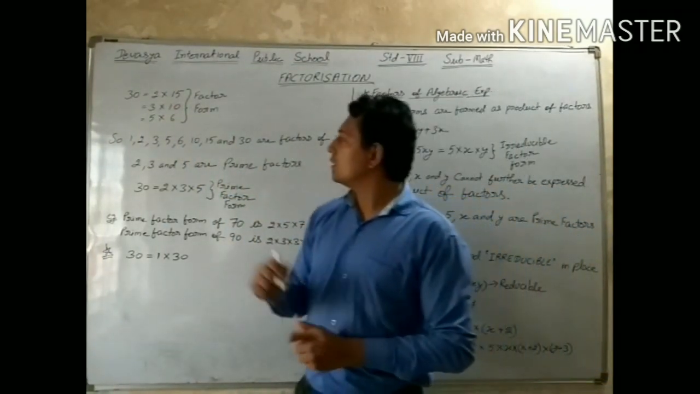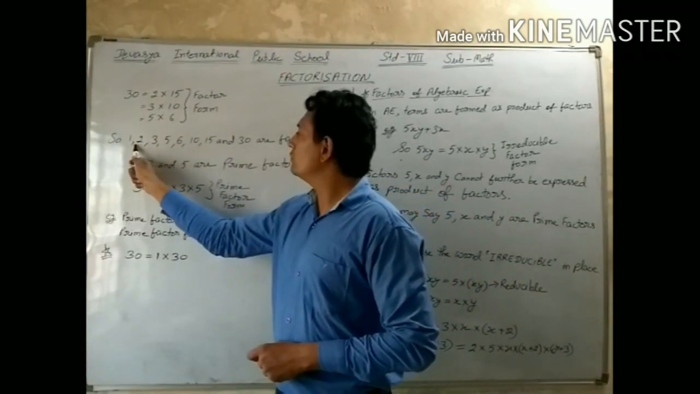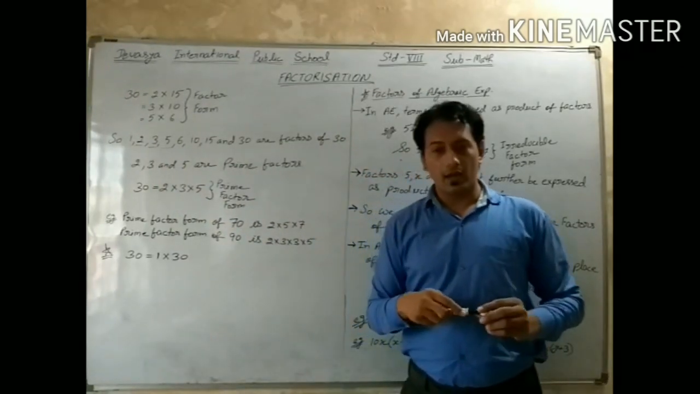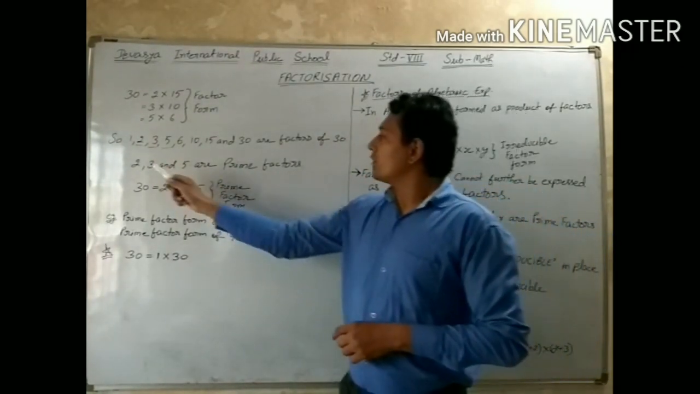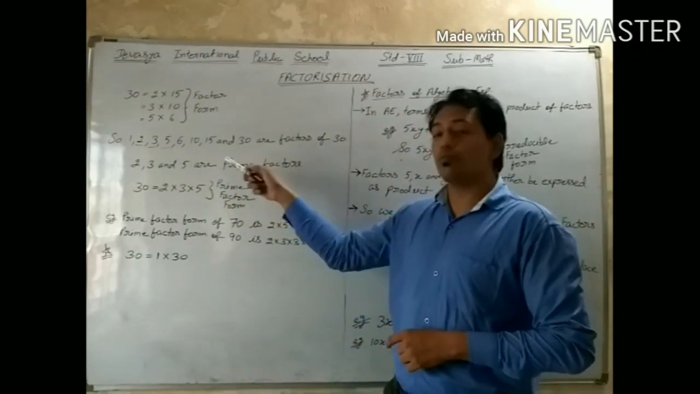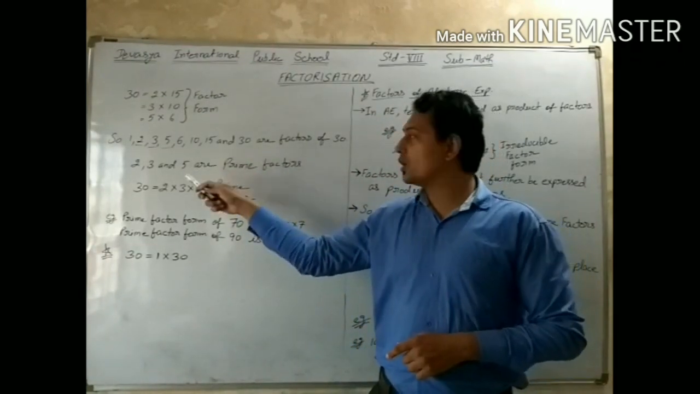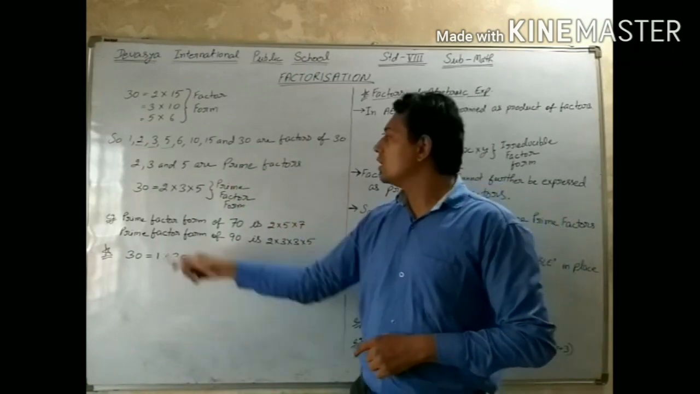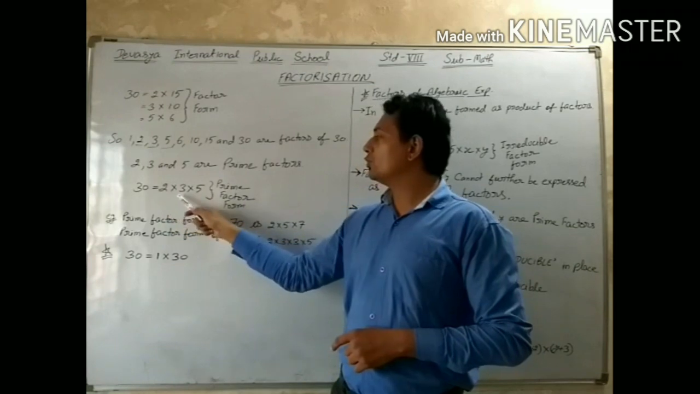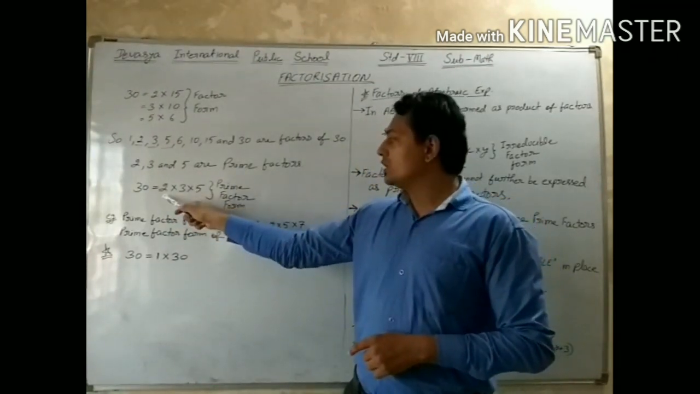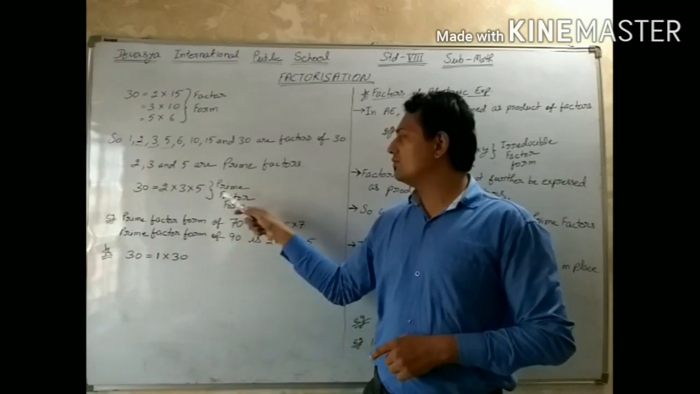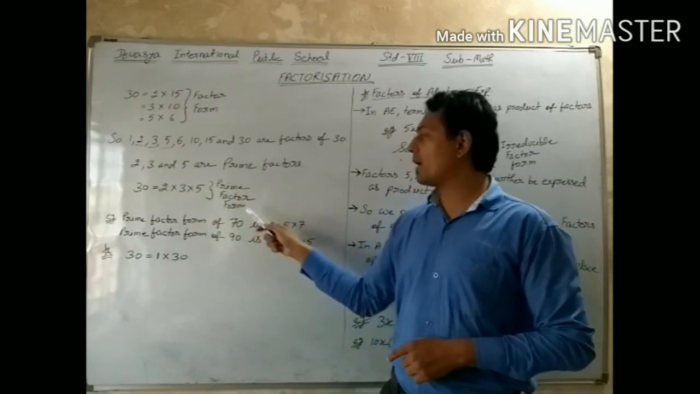Now just look at this. Number 2, number 3 and number 5, these are actually prime numbers, right? So 2, 3 and 5 are prime factors. Because these numbers are prime numbers, we call them prime factors. Fine. We can also write 30 as 2 into 3 into 5, right? Because these numbers 2, 3 and 5 are prime numbers, this is known as the prime factor form. So this way, this is known as the prime factor form.